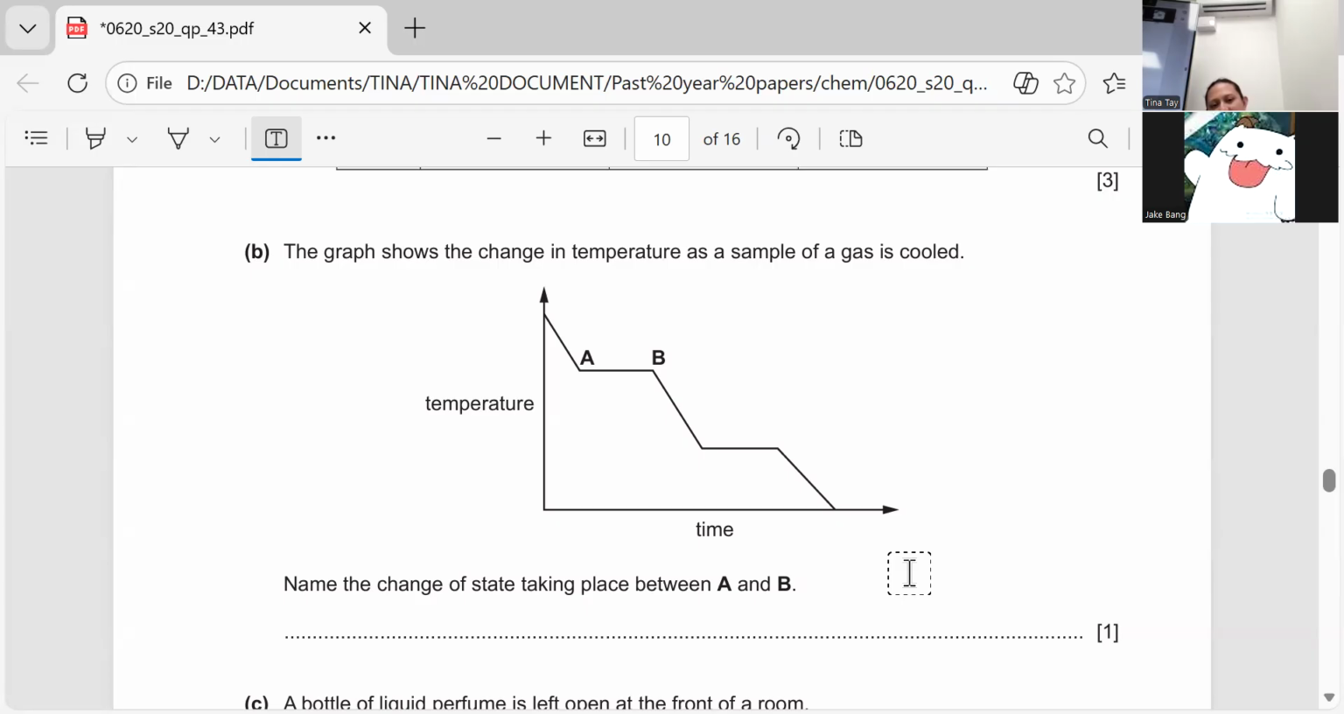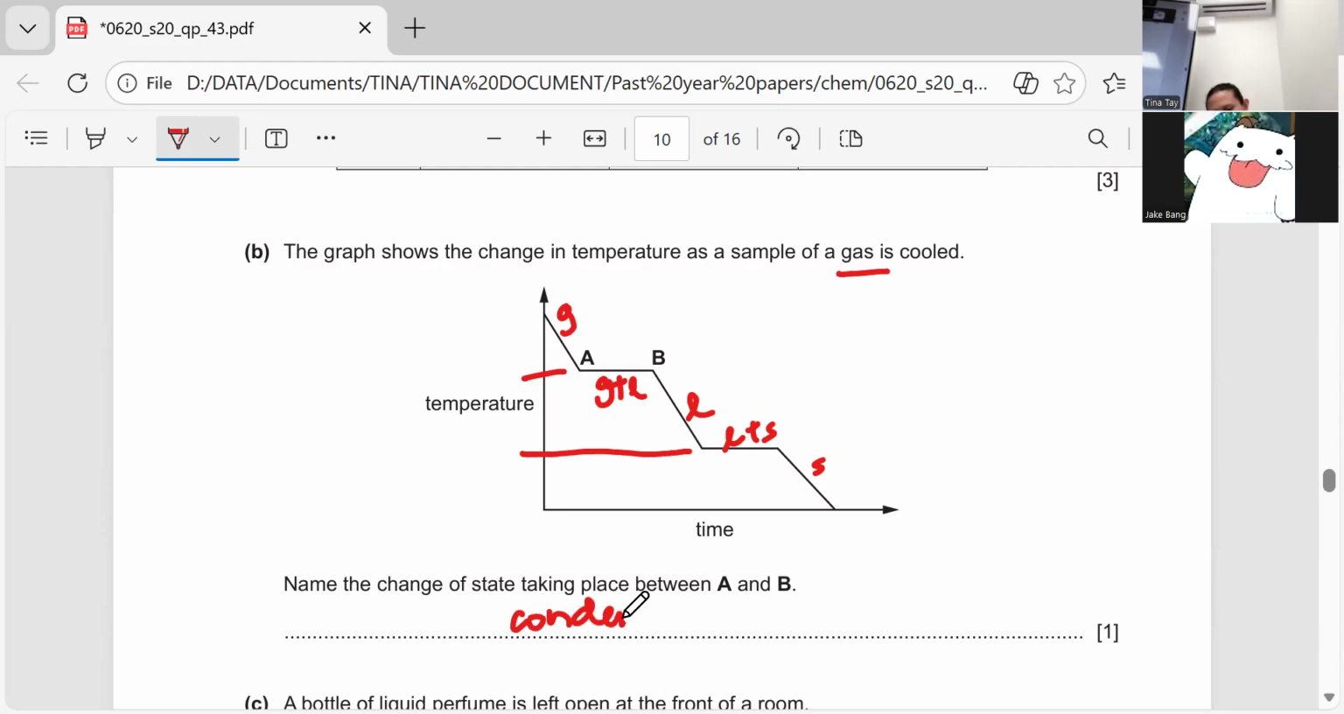So what happens is it starts with a gas. How do you know it starts with a gas? Because you say gas. So here's gas. Here is gas plus liquid. Here is liquid plus solid. And here's solid. So here is freezing. Here is condensation.